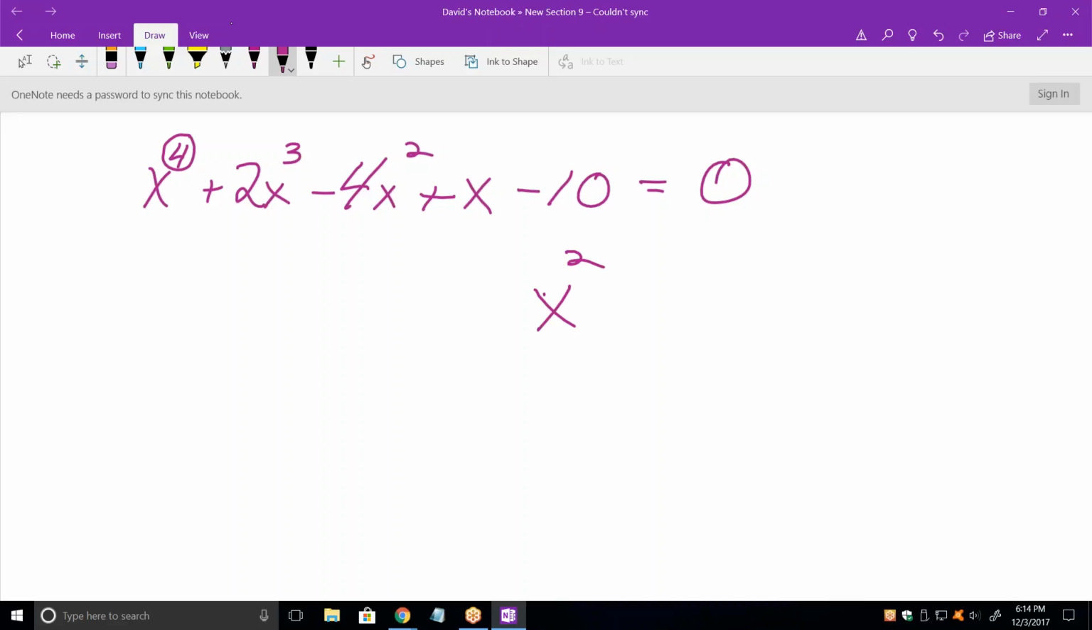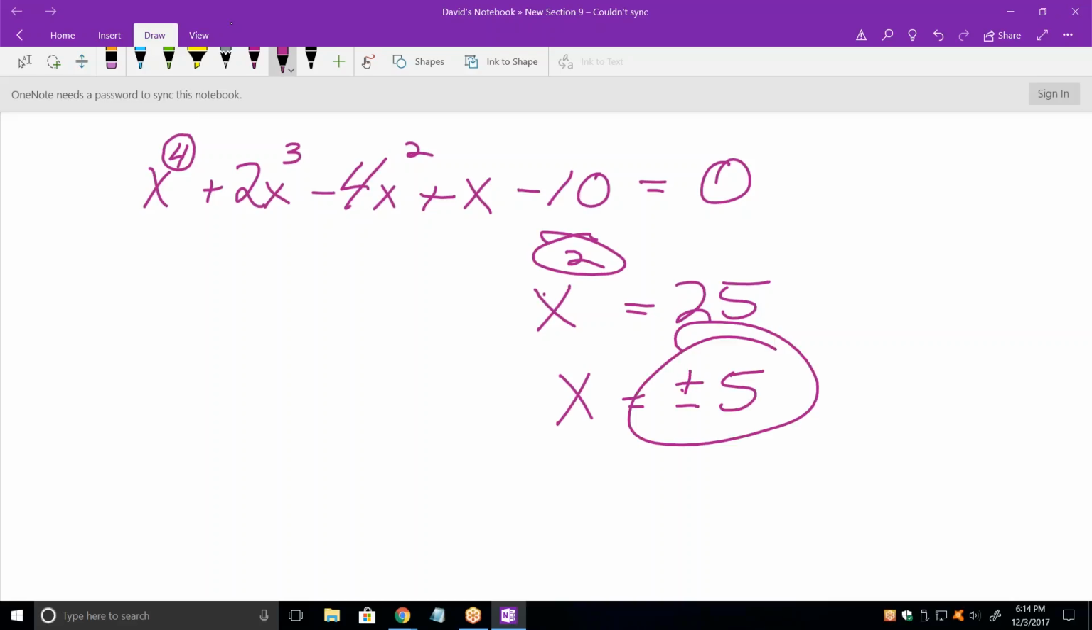x squared equals 25. That is a quadratic. Therefore, it has two solutions. If I take the square root of both sides, I get plus and minus 5. So those are my two solutions. Now, occasionally you will have only one solution, but it'll have multiplicity of two.